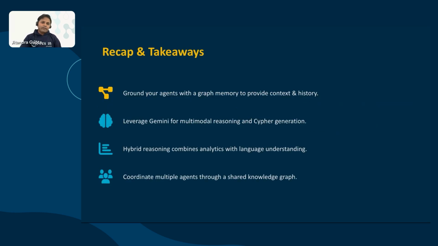Quick recap and takeaways. Ground your agents with graph memory to provide better context and longer history. Leverage Gemini for multimodal reasoning and Cypher generation itself. Approach hybrid reasoning that combines analytics with language understanding, and coordinate multiple agents through a shared knowledge graph, which enhances overall agent-to-agent communication in this scenario.